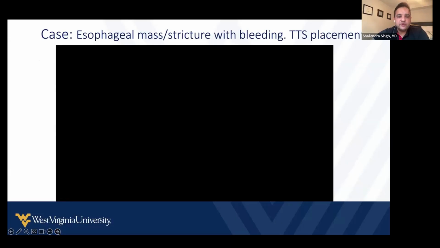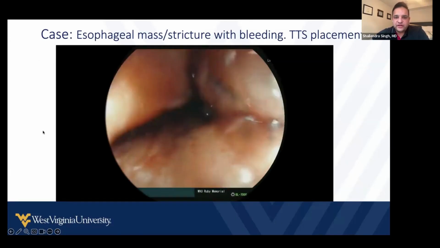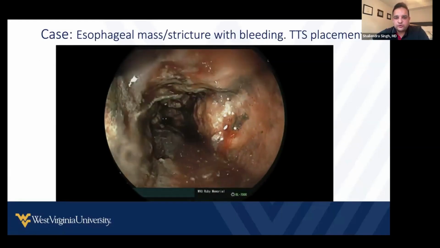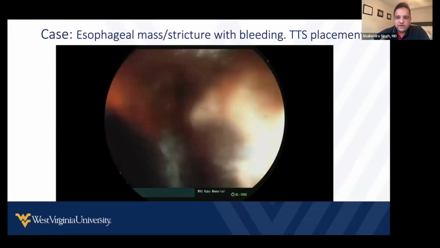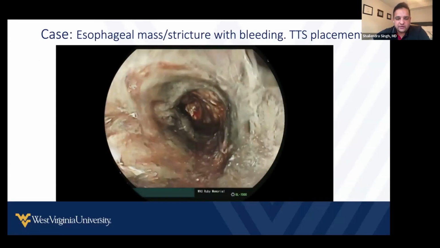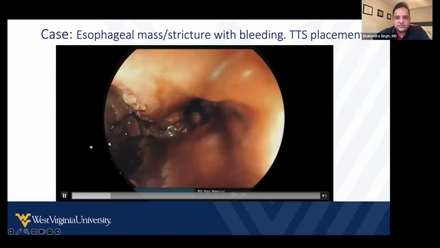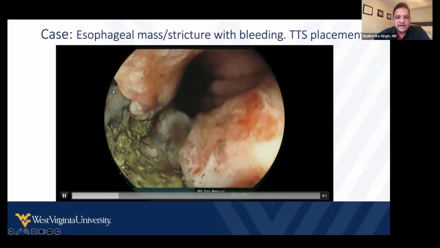Okay. So the first case is a 72-year-old male who presented to us with the complaints of dysphagia and also ongoing GI bleed. So we performed an upper GI endoscopy and we see an ulcerated fungating mass with some bleeding. So the decision we make here is what should be the next step.